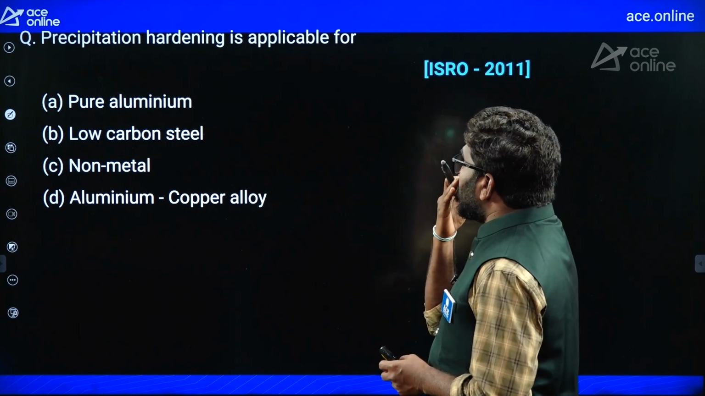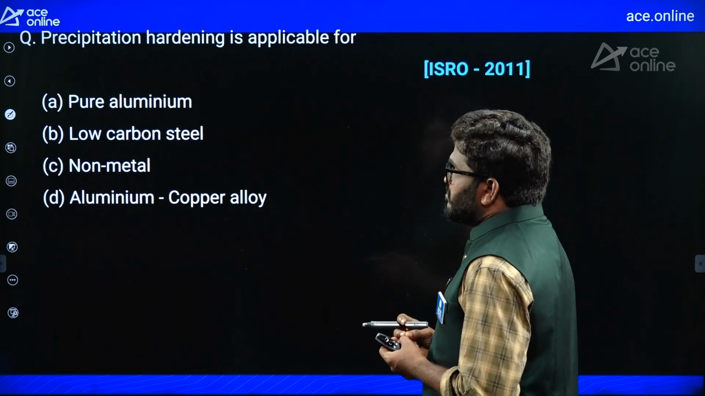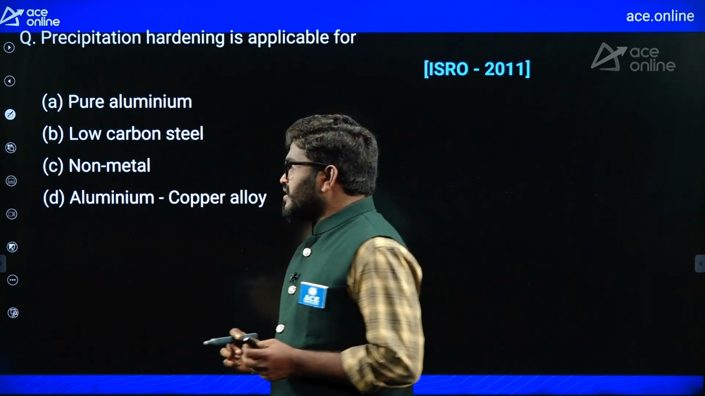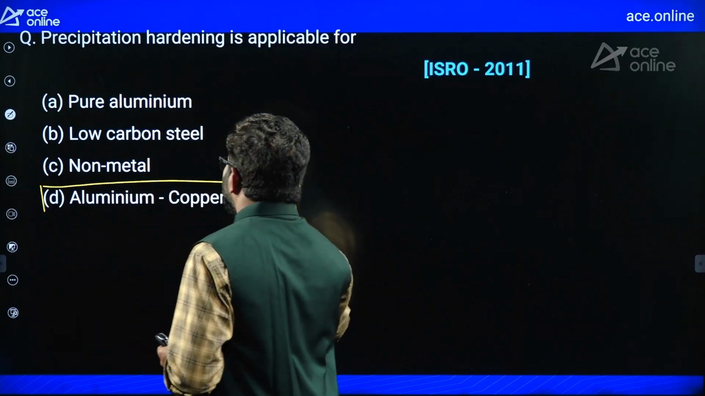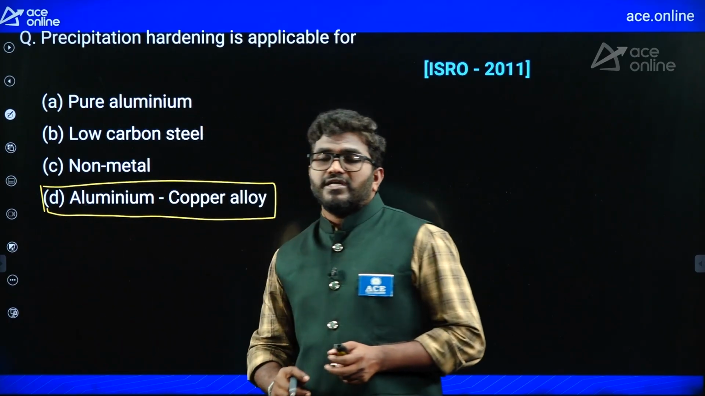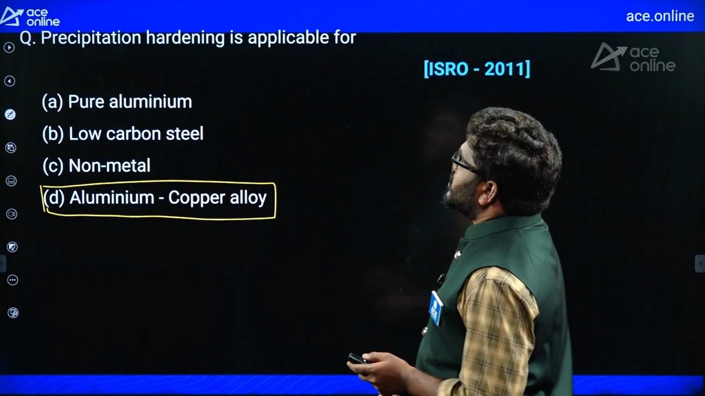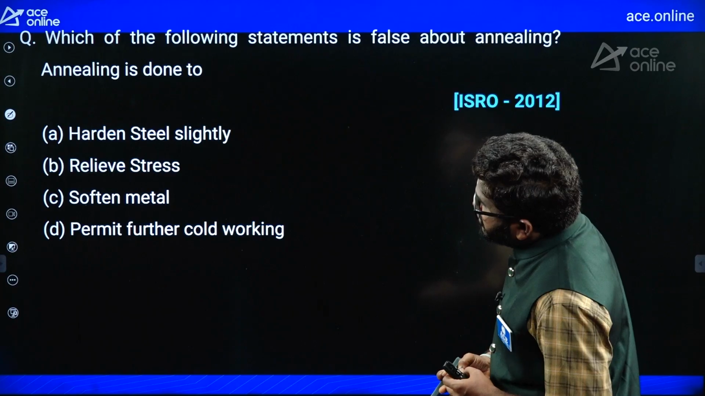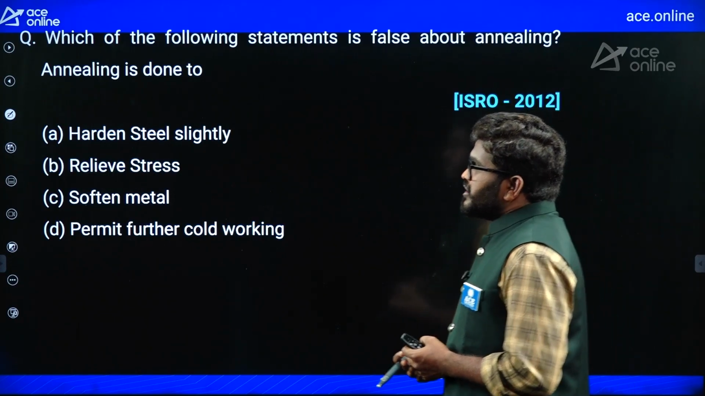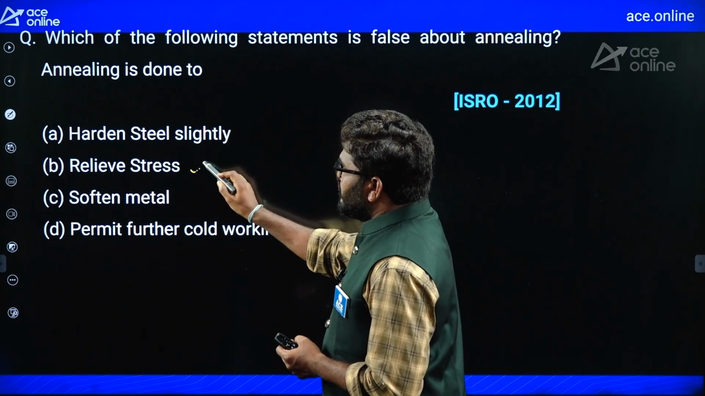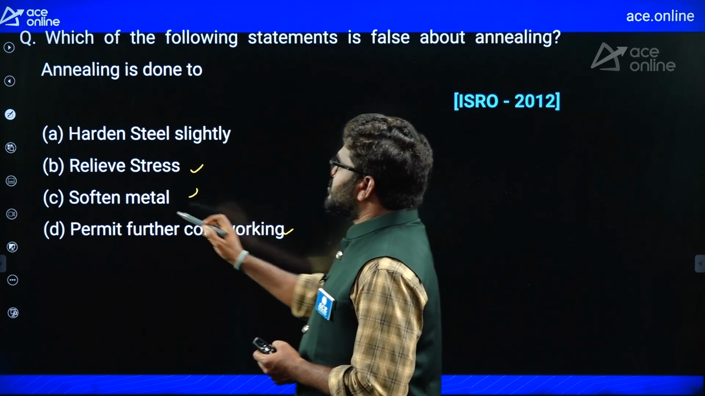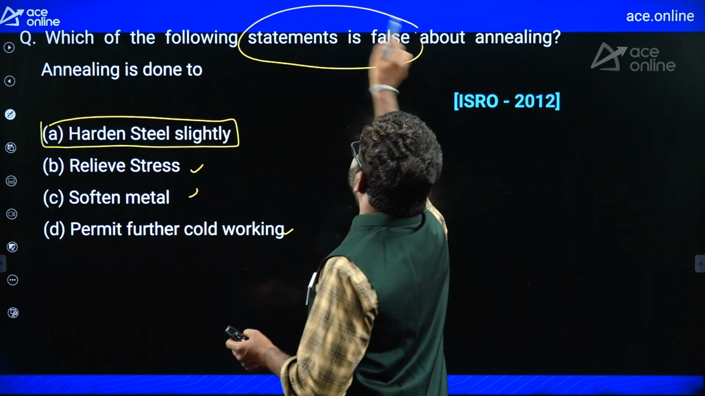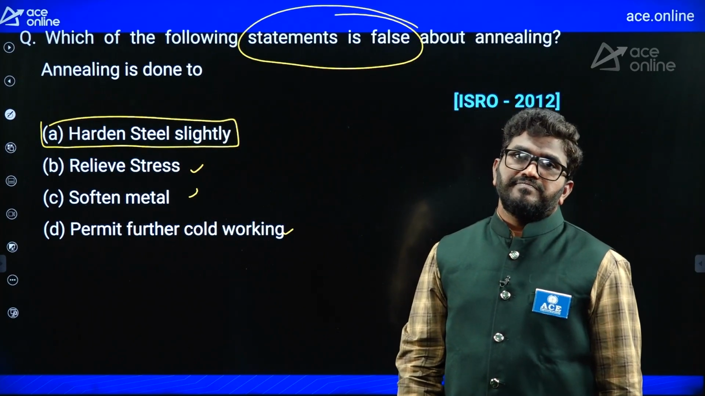Now, precipitation hardening is applicable for, remember, precipitation hardening is a heat treatment process. It is mainly applicable for non-ferrous alloys like aluminum and copper alloys. Which of the following statements is false about annealing? Annealing is done to harden the steel slightly. It is not correct. Relieving, softening, permit further cold working. So this is the false statement they are asking. Read the question carefully.